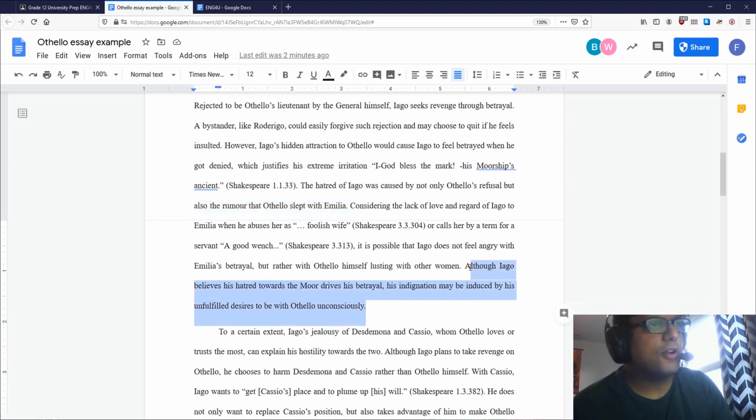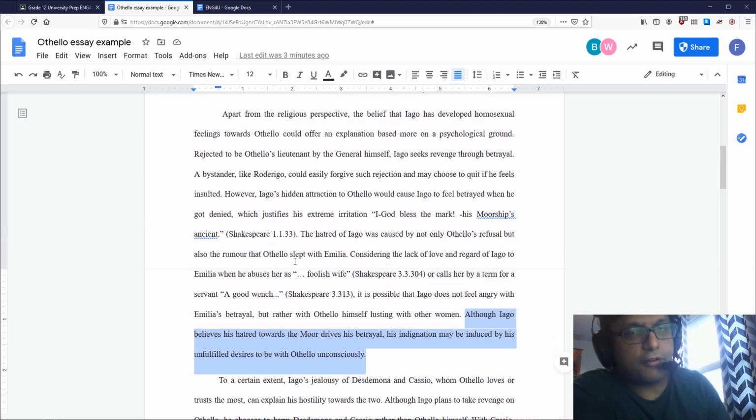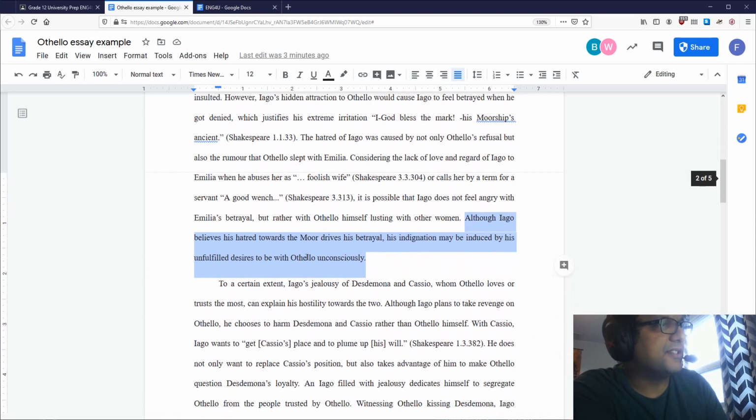The last part also ends with this: Although Iago believes his hatred towards the Moor drives his betrayal, his indignation may be induced by his unfulfilled desire to be with Othello unconsciously. Right? That's a concluding sentence. And you don't need to always put "to conclude." You can just sort of repeat the idea. But nevertheless, you want all of your paragraphs, your body paragraphs, that is, to end with concluding sentences.